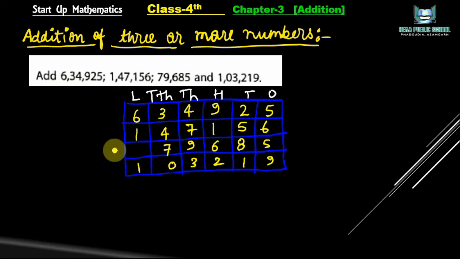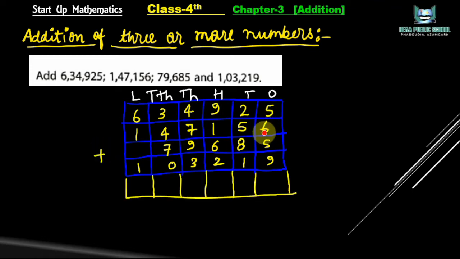Now we are going to add these numbers. 5 plus 6 is 11. 11 plus 5 is 16. And 16 plus 9 is equal to 25. We write only 5 in the ones place and we take 2 as carry.